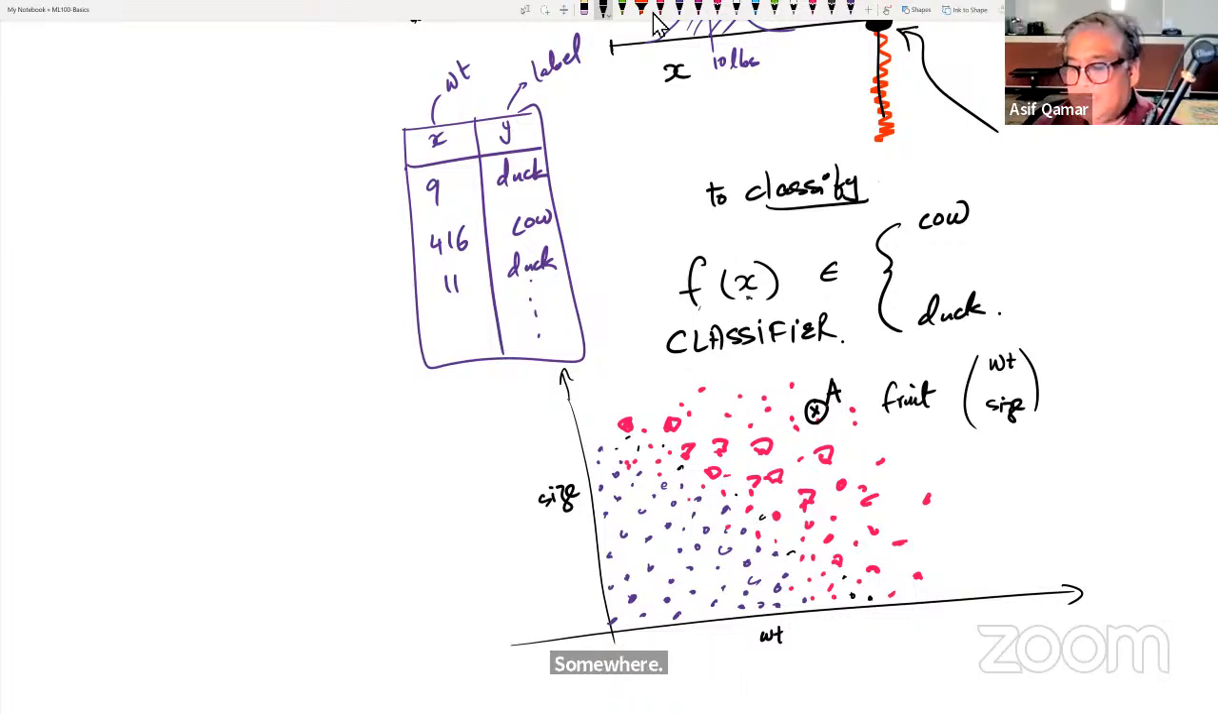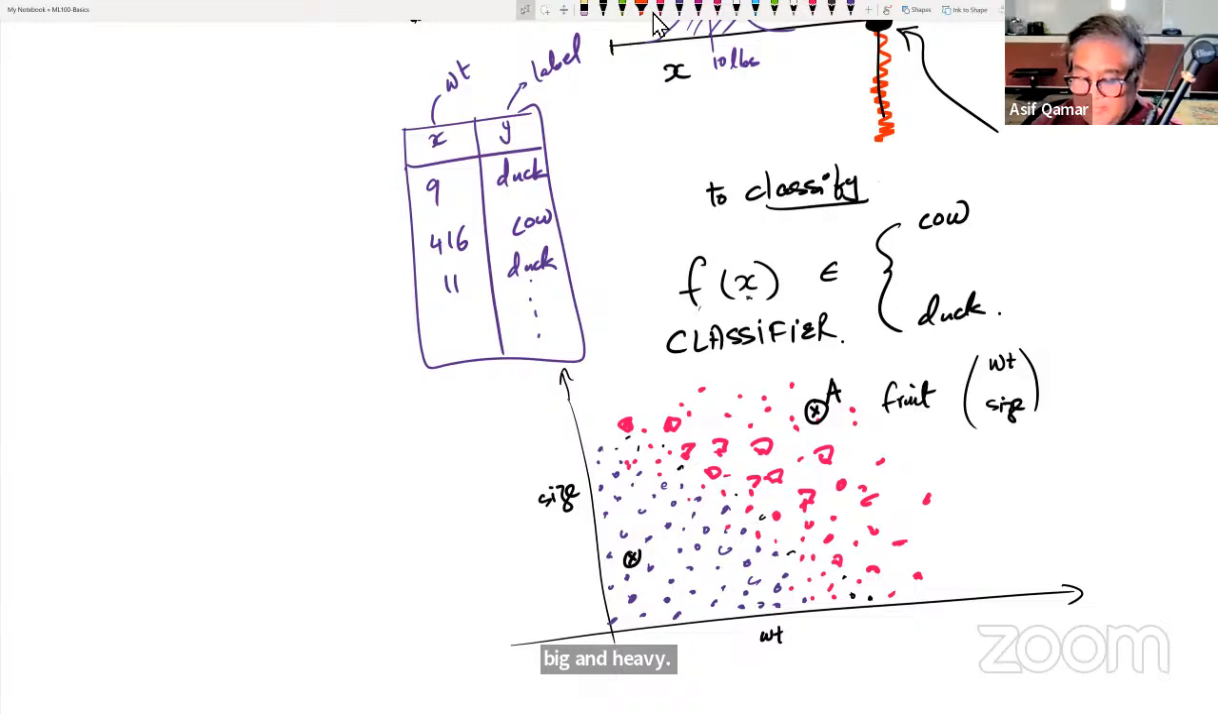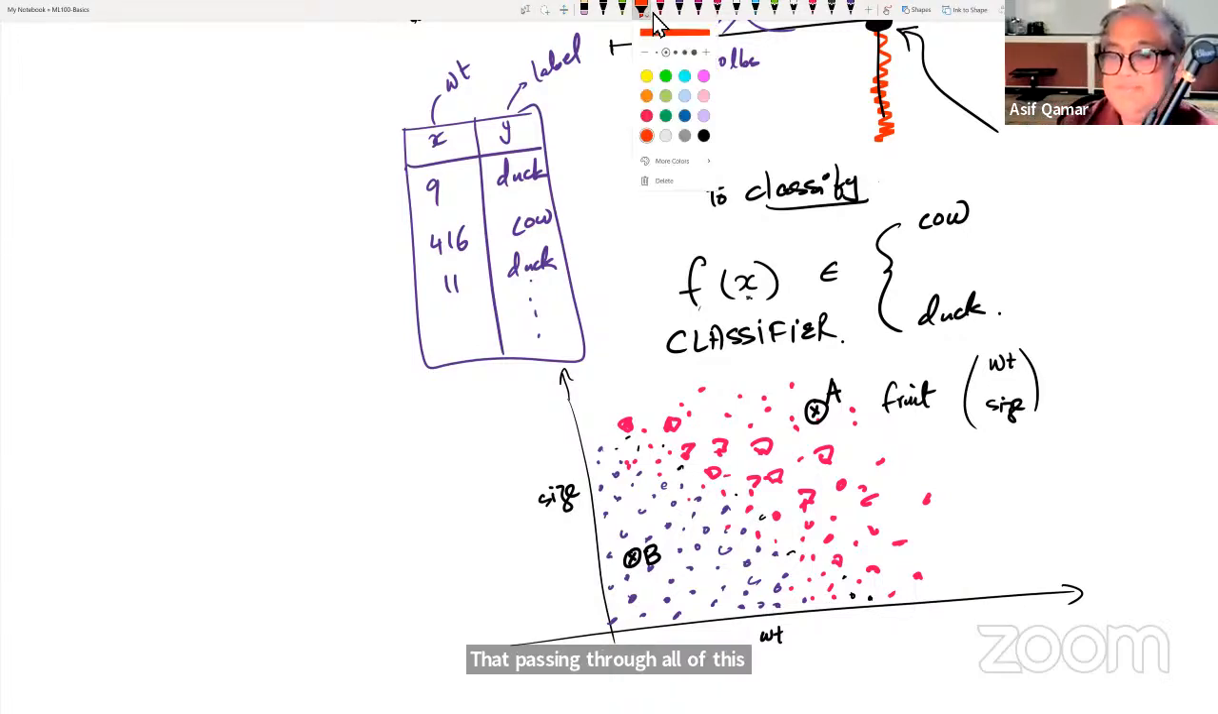If I give you a fruit whose weight and size falls at A on the graph, would you call it a grape or would you call it a strawberry? You would call it a strawberry, isn't it? Why? Because it's surrounded by strawberries. They're big and heavy. Likewise, if I gave you something that was like here, B, you would call it a grape. But intuitively, you can see that passing through all of this is a sort of a boundary.